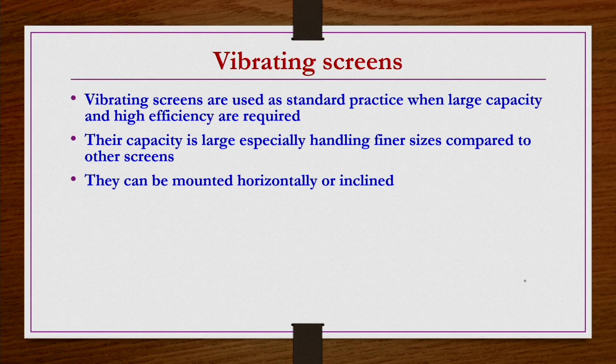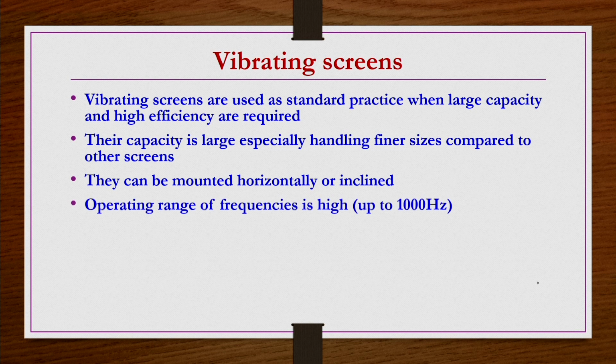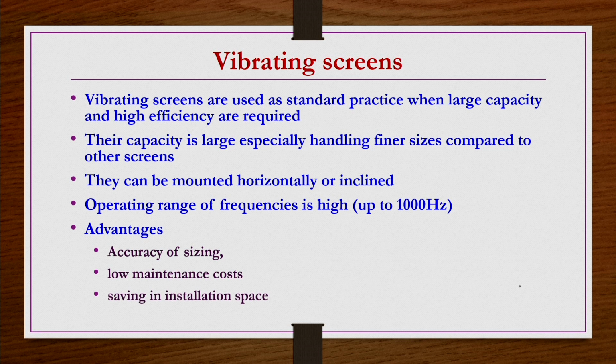These vibrating screens can be mounted horizontally or inclined. In general, they operate at very high frequencies, up to 1000 Hz. They have the advantages of accuracy of sizing, low maintenance cost, and saving in installation space. They require very little installation space, the maintenance cost is also small, and the accuracy of sizing is very high. That is the reason these vibrating screens have been used by so many people in industries. In general, vibrating screens are used to a higher degree compared to the other screens.